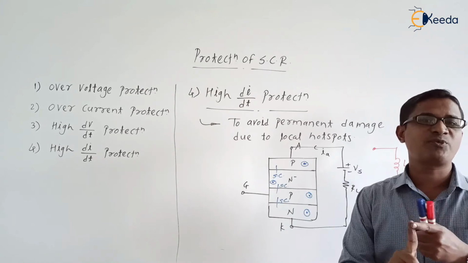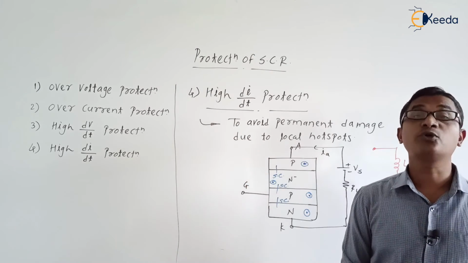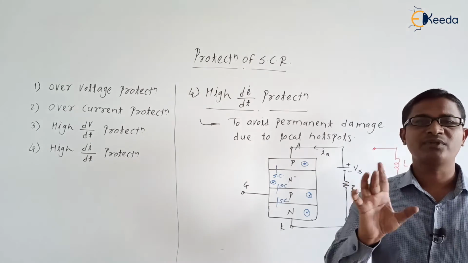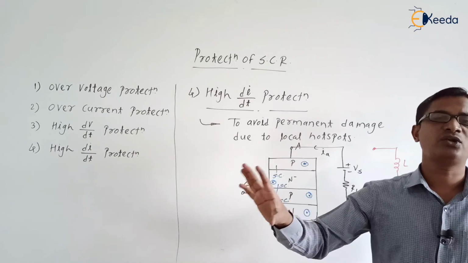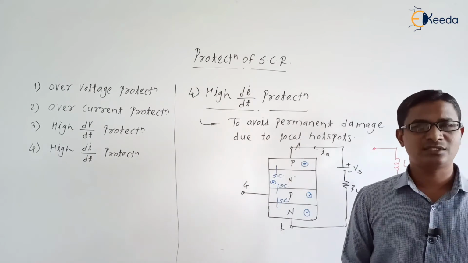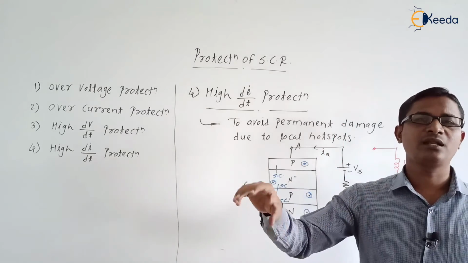So please recall one by one. Over voltage protection. Why is it required? In order to avoid false triggering. How to protect the SCR against over voltage? We have the varistor. Second, over current protection. Why is it required? In order to avoid permanent damage to the SCR. How to protect the SCR against overcurrent? We have the fast acting current limiting fuse.